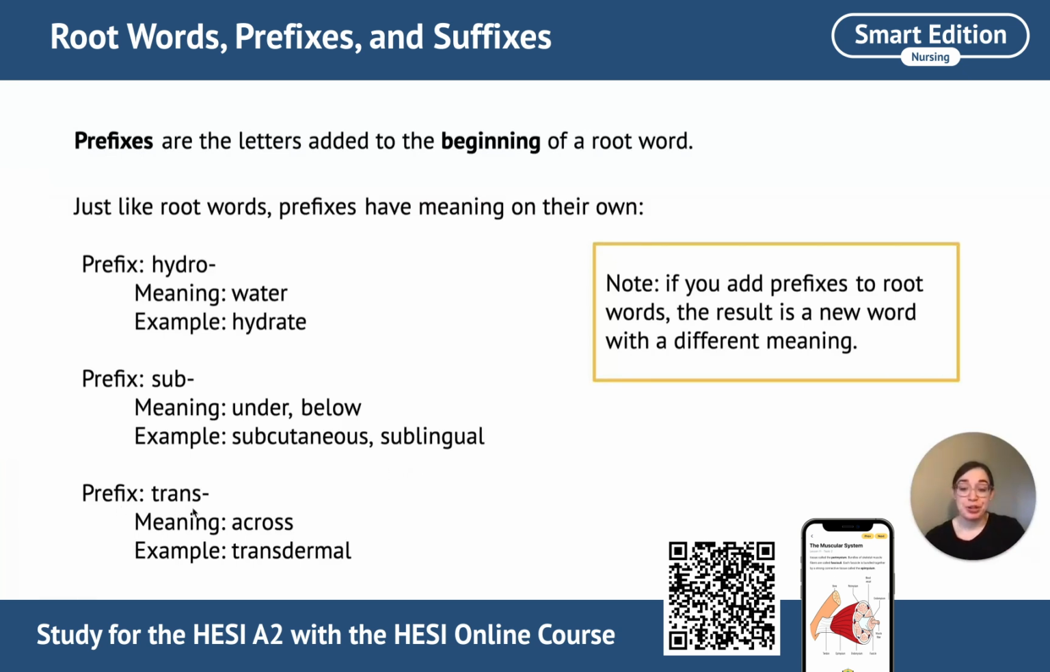And then finally, the prefix trans meaning across. An example is transdermal. This word means to move something across the skin. So just a note here, if you add prefixes to root words, the result is a new word with a different meaning. So it relates to the meaning of the root word, but it makes a new word with a little bit of a different meaning.